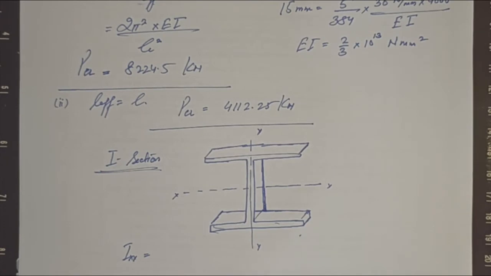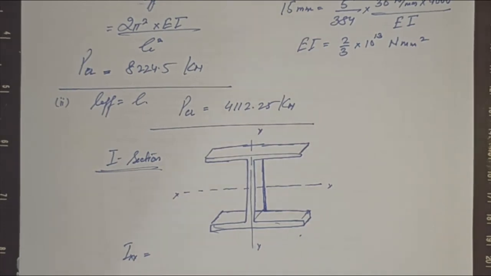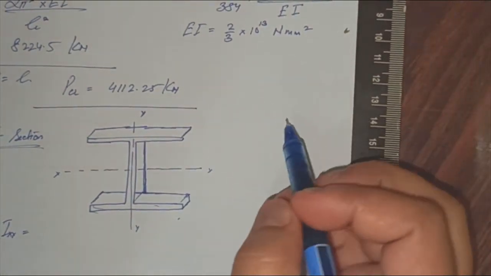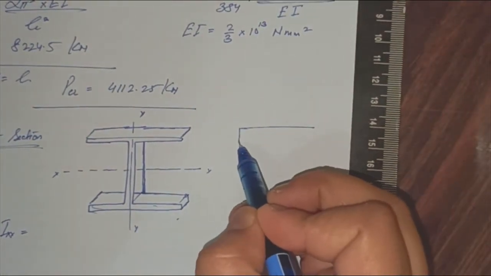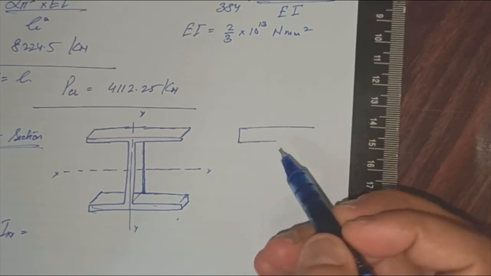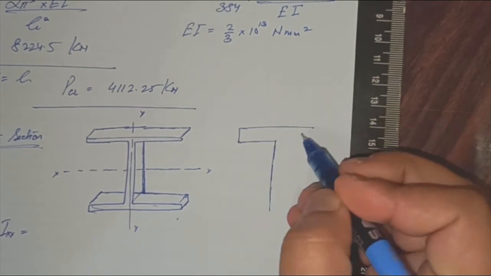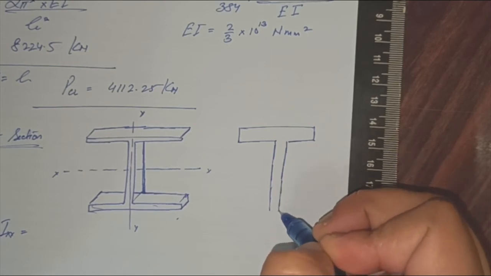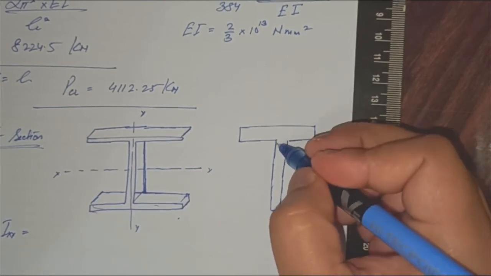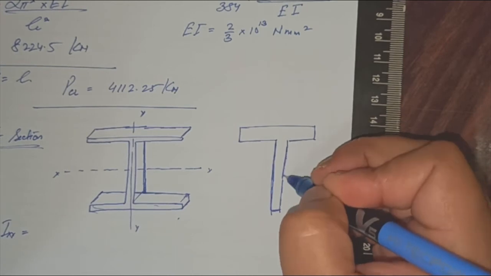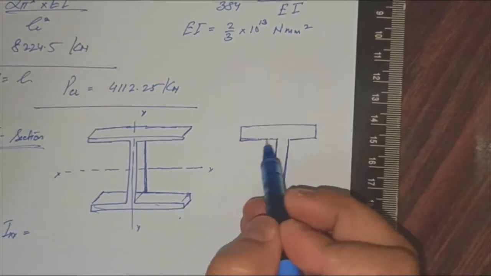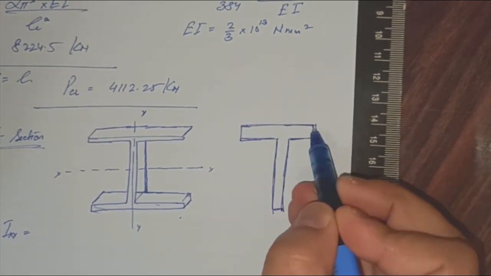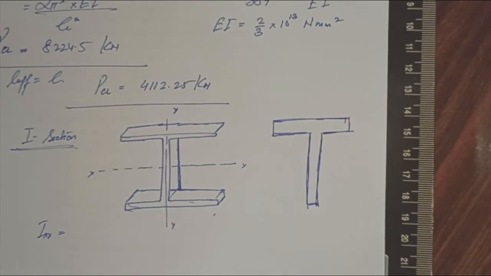Similarly, the moment of inertia may be different for another kind of section known as a T section. So there may be a T section like this, having a different moment of inertia. Once you know how to obtain the moment of inertia, whatever the section, it is not exactly a T, but just consider it as a T. So for this section, you must be knowing how to obtain the moment of inertia.